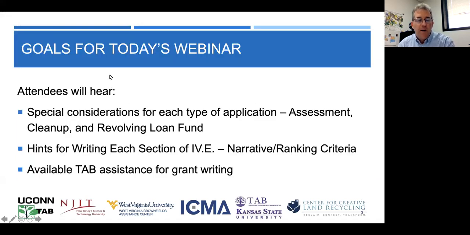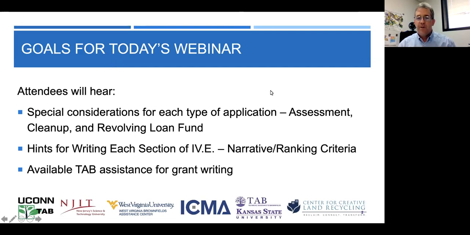Our goals for today's webinar are to make sure the attendees hear the special considerations for each type of application: assessment, cleanup, and revolving loan fund. There are hints for writing each section of the narrative ranking criteria, and you will find out about the available assistance from the TAB providers for grant writing.